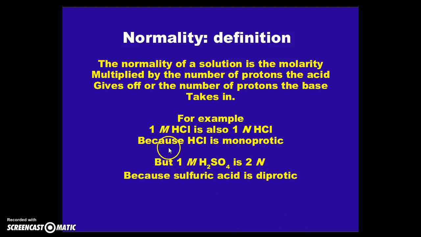For example, hydrochloric acid is monoprotic, HCl. 1 molar hydrochloric is also 1 normal hydrochloric because each mole of HCl gives off 1 mole of hydrogen ions. But 1 molar H2SO4 is 2 normal because sulfuric acid is diprotic, H2SO4. As it's titrated, it can give off 2 moles of protons for every mole of H2SO4.